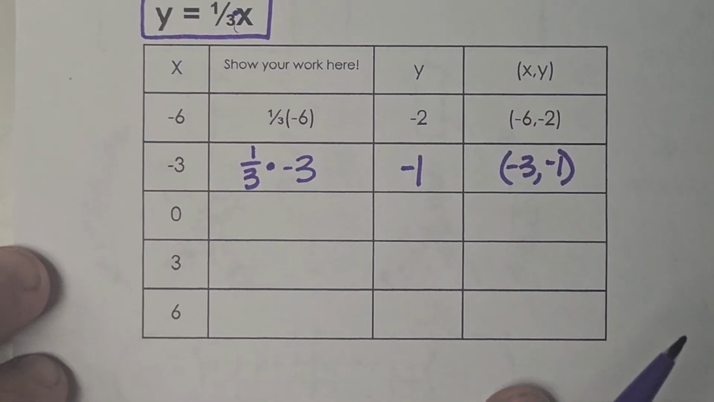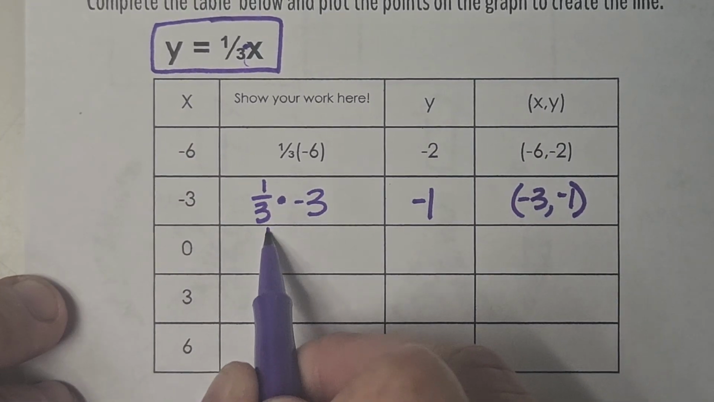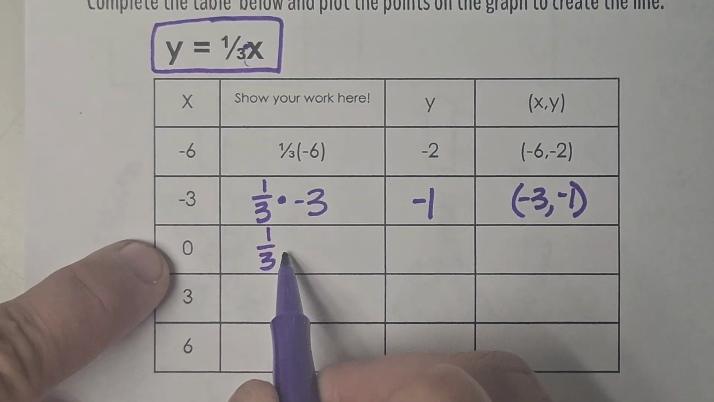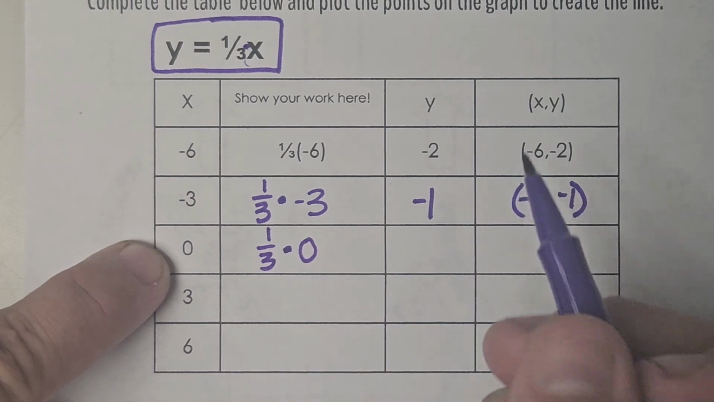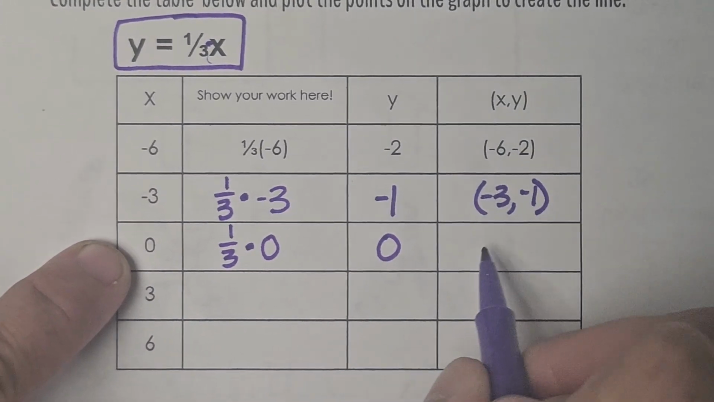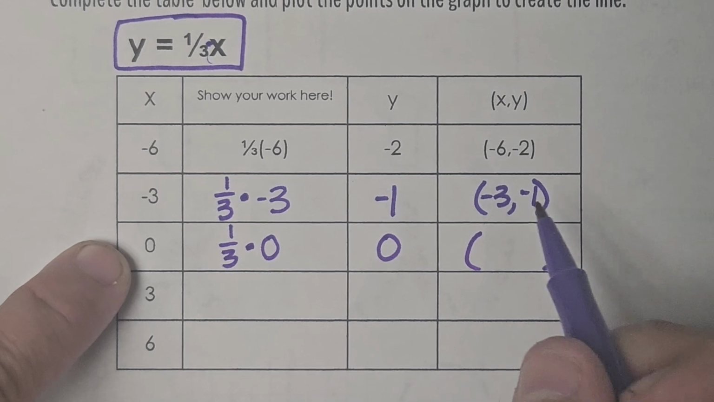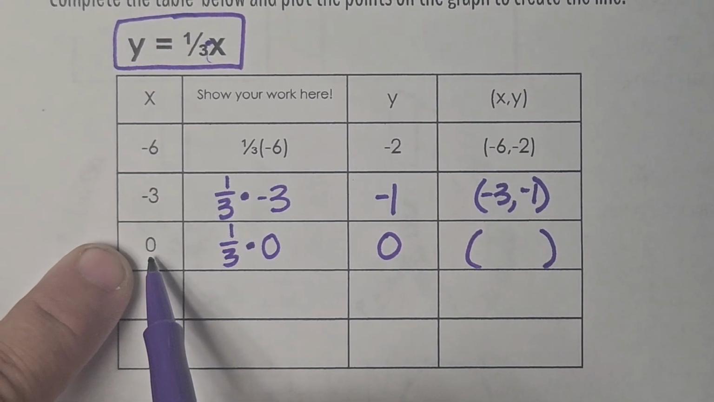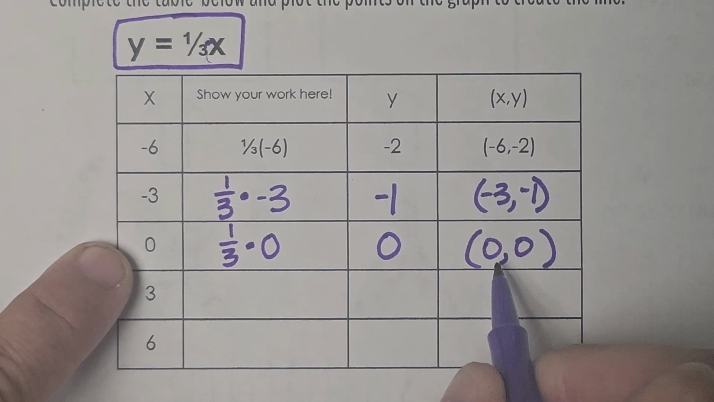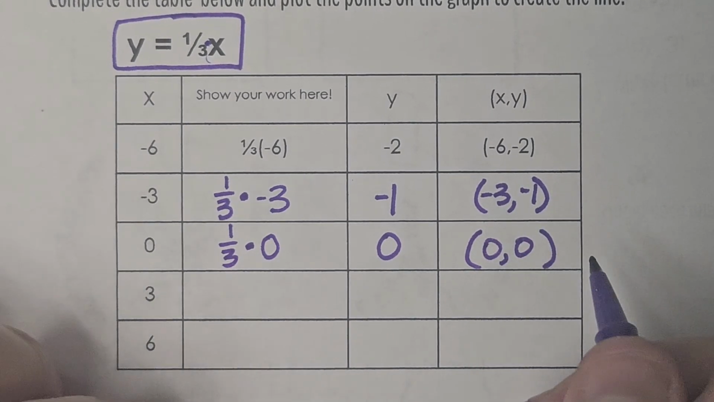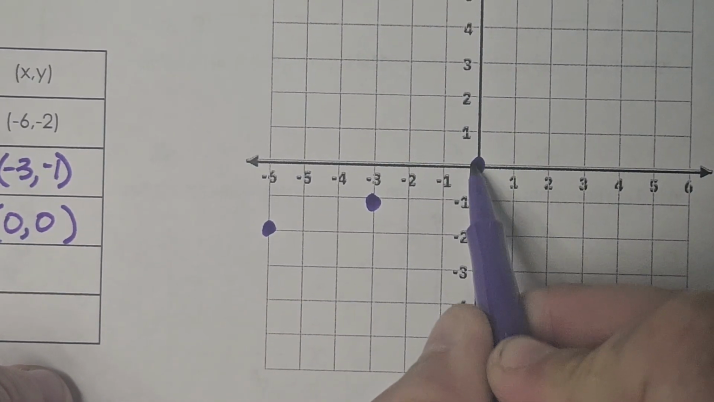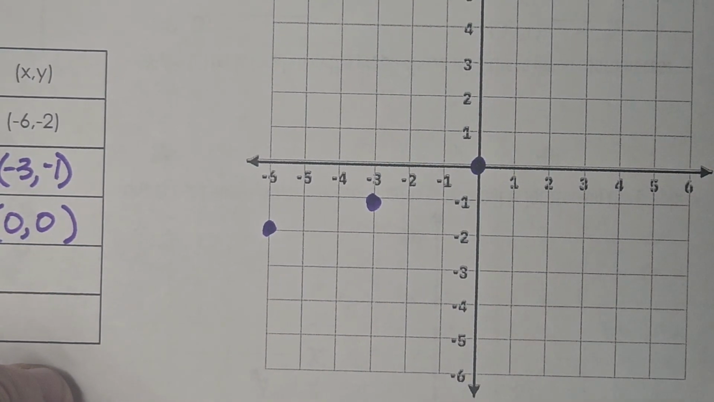All right, I'm going to continue the process. I'll have 1/3. I'm getting the 1/3 from my equation. My x value, my new number, is going to be 0. So I'm going to multiply by 0. Well, anything times 0 is 0. Then my coordinate, my x value is 0, my y value is 0. So I would have a coordinate point of 0, 0. 0, 0 is just the origin, so I'll put a point at the origin.